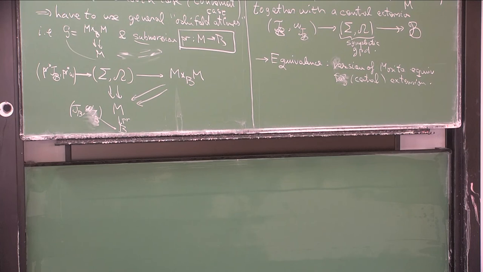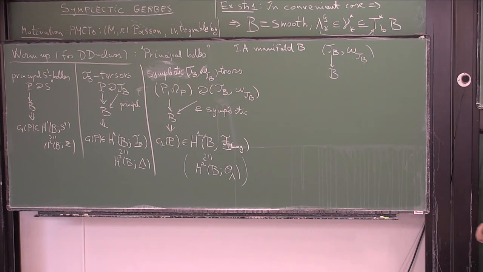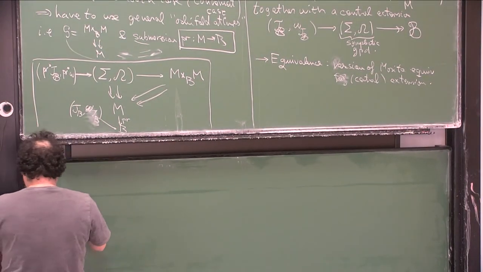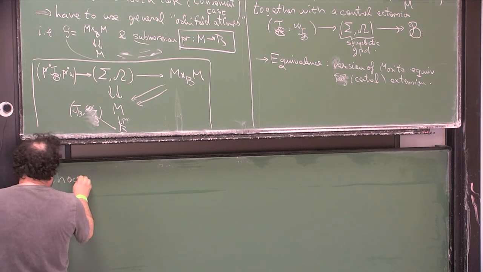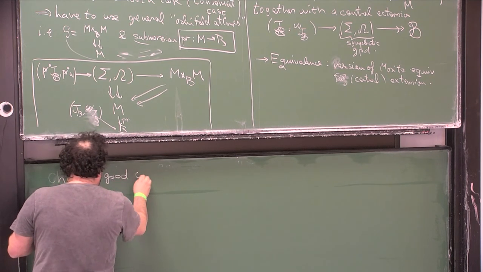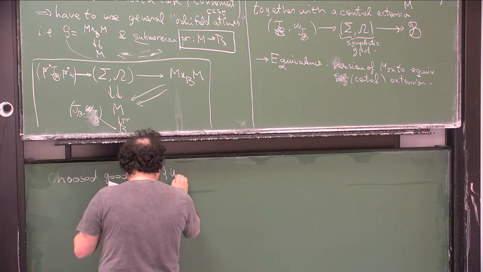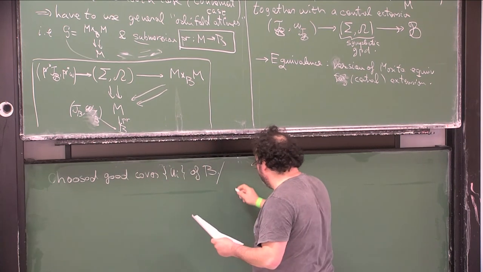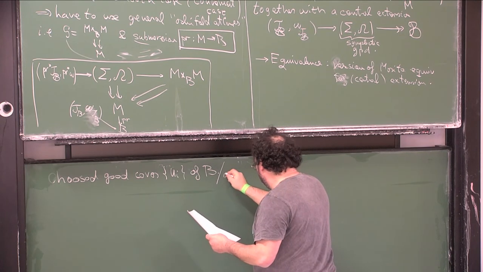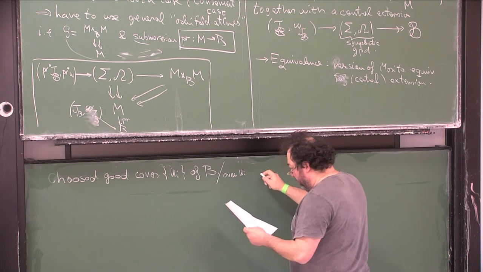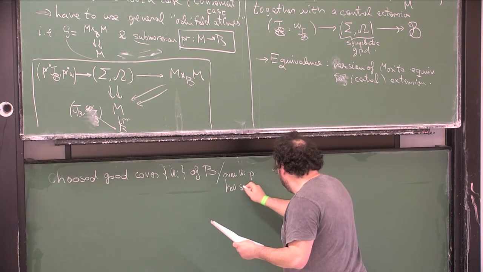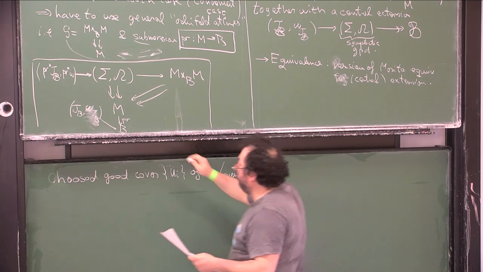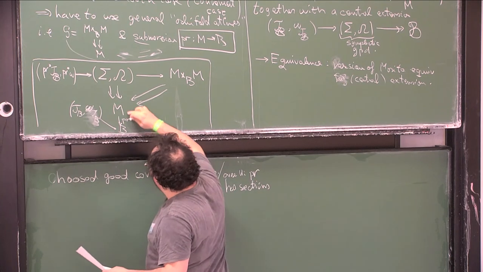So I start now, I still have my B, and I start with a gerbe represented by something like that. And now I'm going to choose a good cover U_i of the base capital B. So over each U_i, the projection has sections. B being the base, the projection here has local sections.